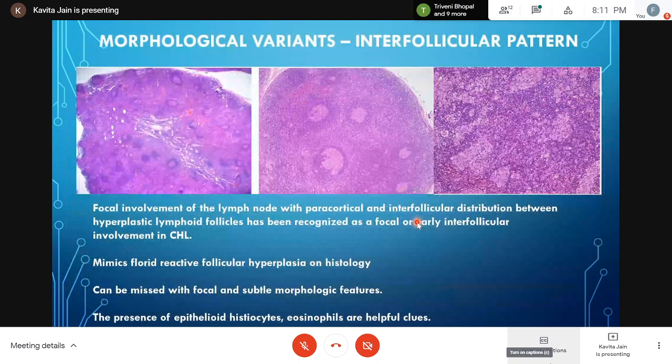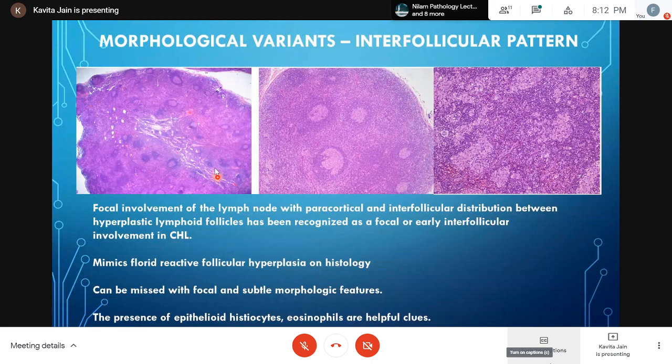Now, a very interesting one: I think I have seen 2 cases of the interfollicular pattern. This is one of the most important diagnostic morphological variants of mixed cellularity, which absolutely should not be missed. These are focal involvement of the lymph nodes with paracortical and interfollicular distribution between hyperplastic lymphoid follicles, recognized as a focal or early interfollicular involvement in classical Hodgkin's lymphoma.